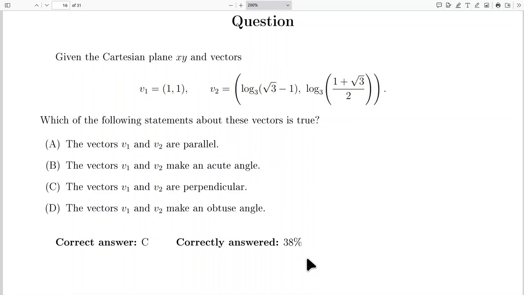So if you want to have a go at it yourself, you can pause the video here, read the question and try it out.